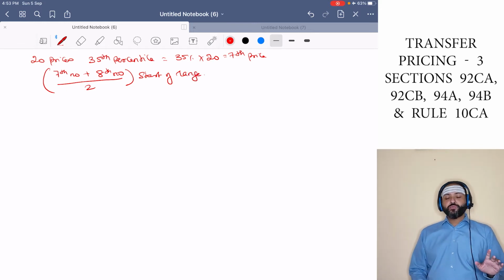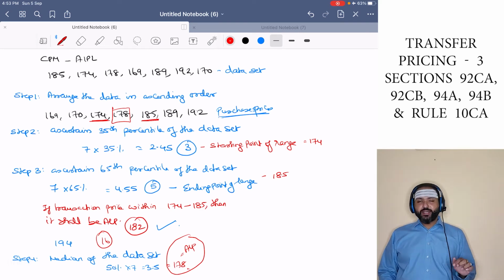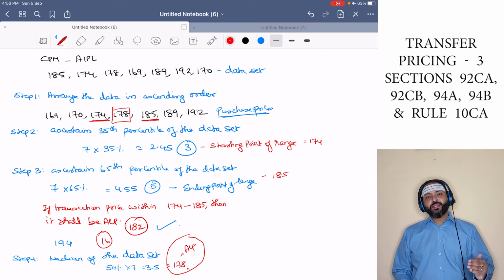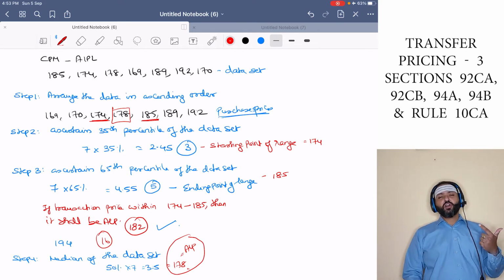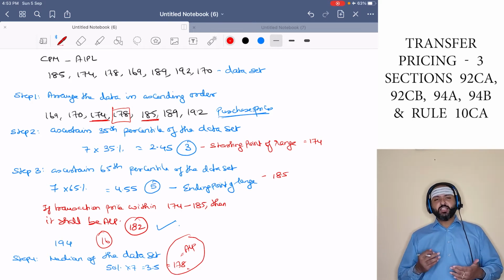In the question which we solved right now, we have 7 price data, which is an odd price data, correct? And whenever we took the 35th percentile and the 65th percentile, we had the benefit of decimals. Even up to 20, you will keep getting decimals, and you will take the next data, correct?